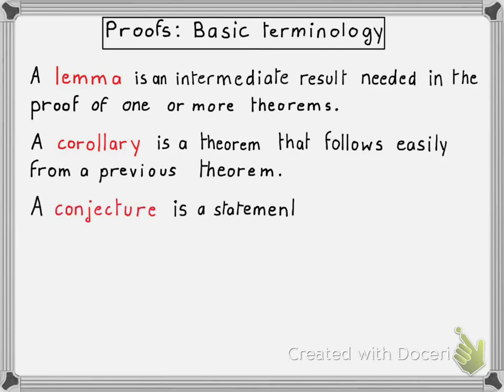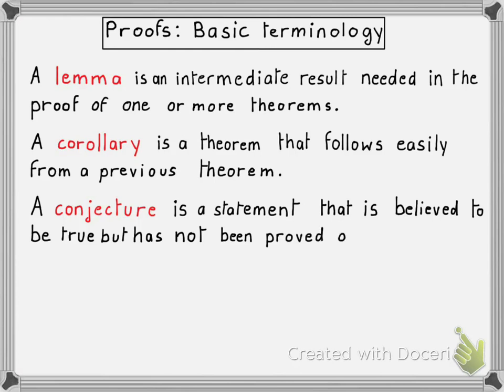A conjecture is completely different. A conjecture is a statement that we believe is true, or that is claimed to be true, but that has not been proved to be true. And in fact, it may be false. So a conjecture is basically a result that people believe is true, but they haven't been able to prove yet. So it's waiting to be proved or disproved.